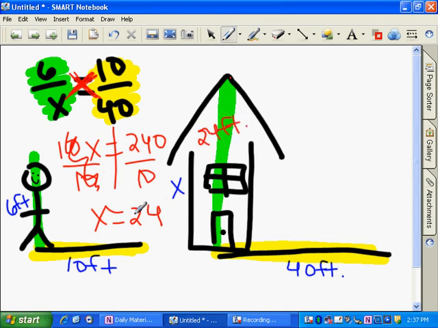And again, you should see that relationship, that the shadow here is 1/4 the size of the shadow here. So the person should be 1/4 the height of the house, which they indeed are.